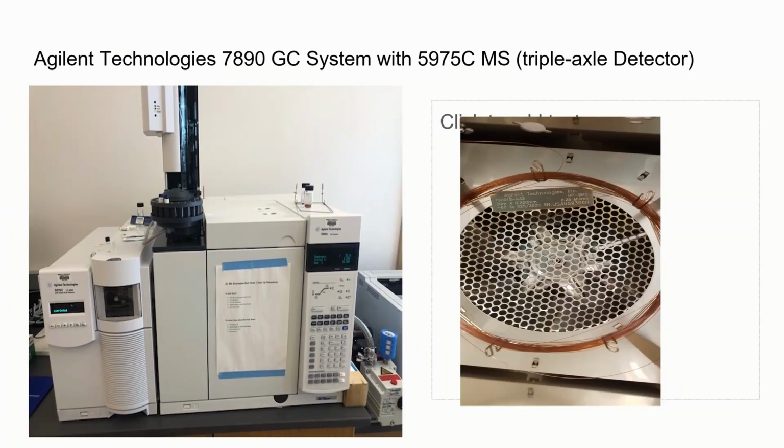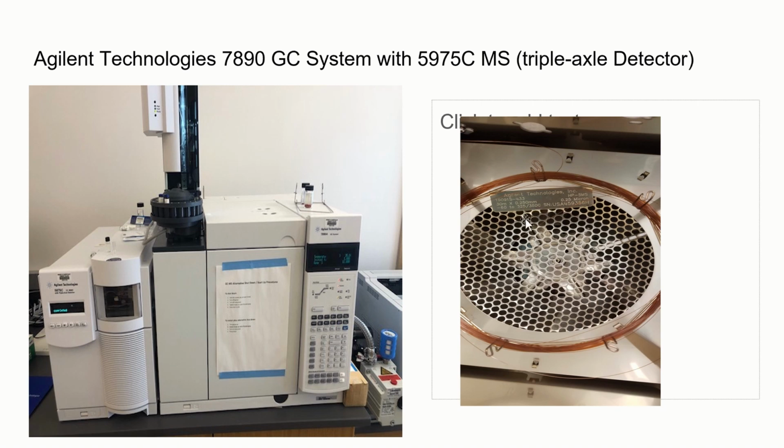Alright, for our assay, we used an Agilent Technologies 7890 GC system with an attached 5975C MS triple axis detector. As you can see here, this is our GC system, and then this is our attached mass spectrometer. If you open up the GC system, you'll find that there is a column, a very long one, as a matter of fact, it's 30 meters long, that is hollow on the inside, coated with the stationary phase, a waxy substance.